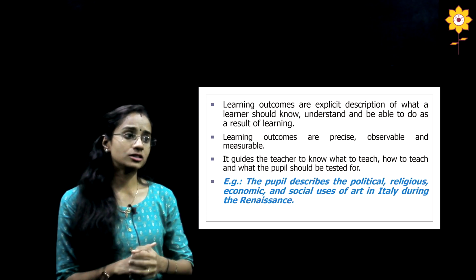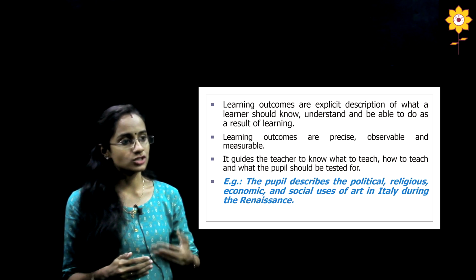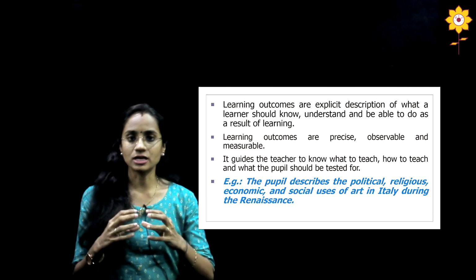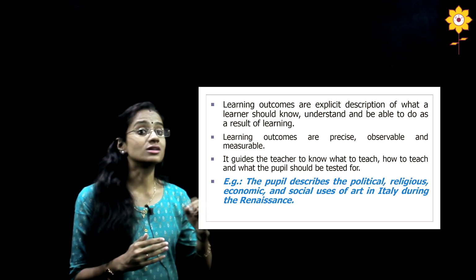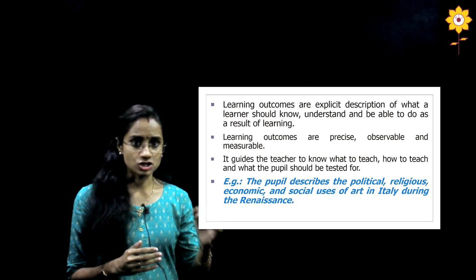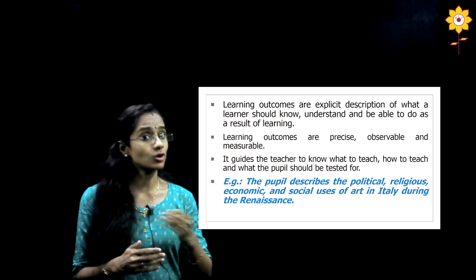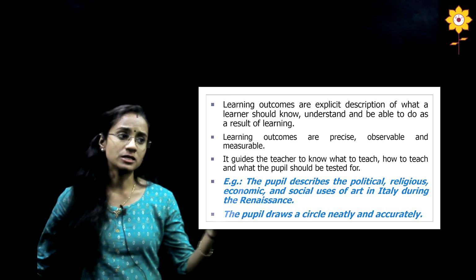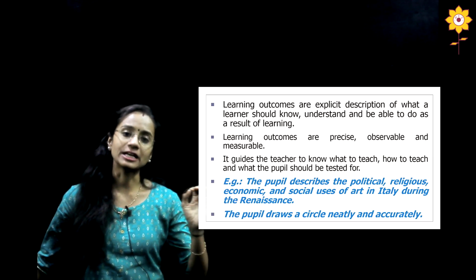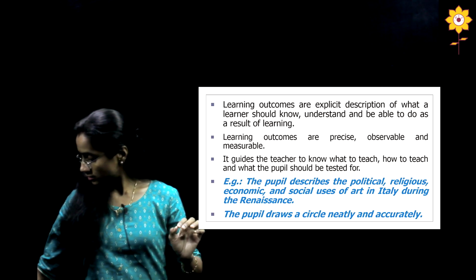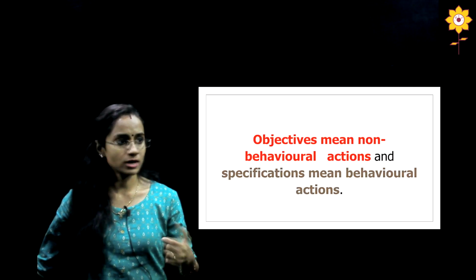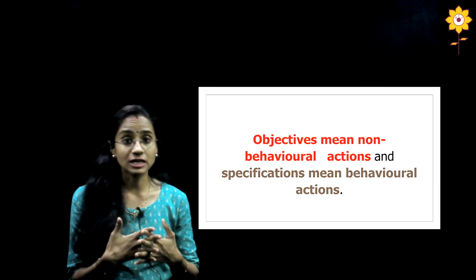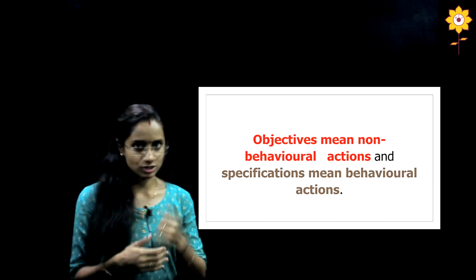Like for example, here the pupil describes the political, religious, economic and social uses of art in Italy during the Renaissance. So after studying a particular concept, the child is able to describe. So this is an action which can be observed and also measured. Same way, the pupil draws a circle neatly and accurately. Again, you can observe and measure this, right? So objectives means non-behavioral actions and specification means behavioral actions. Okay.